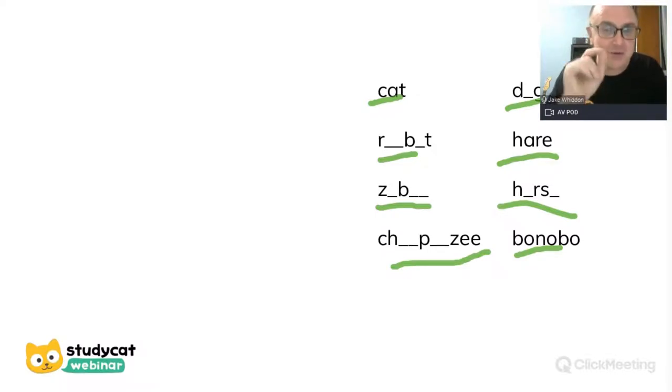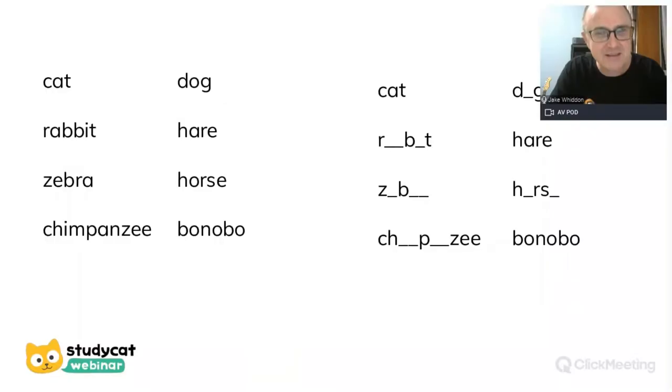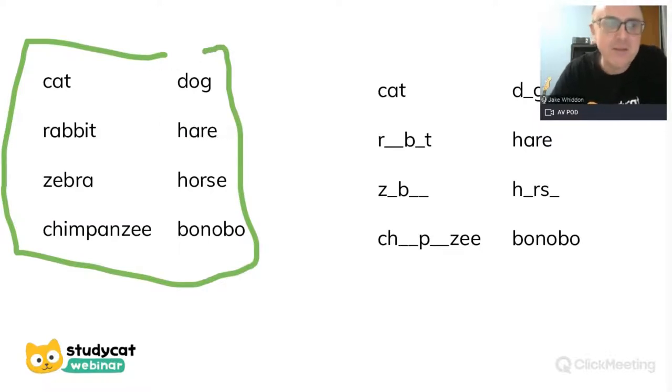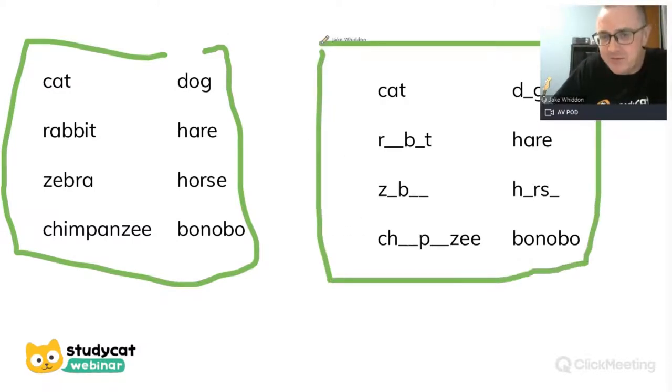Apparently, research has shown that if you give people pairs of words with some letters missing, you're more likely to remember them than if I'd just given them to you complete. So if I had just given them to you without the missing letters, you are less likely to remember. And if you have the missing letters, you're more likely to remember.